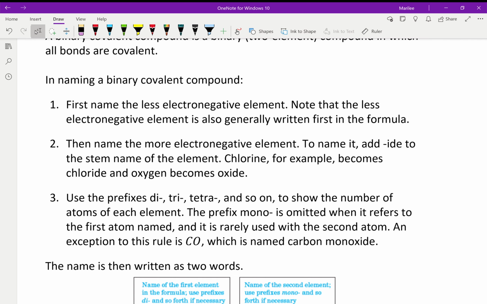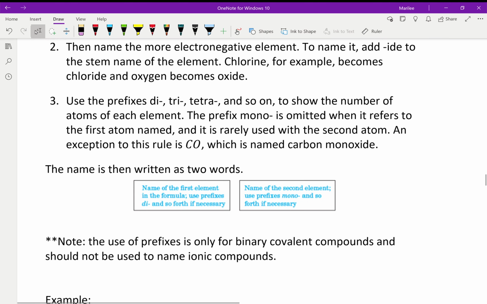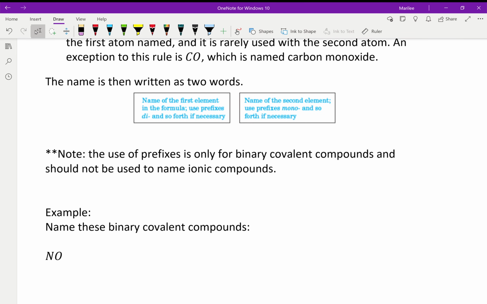We don't use mono to say that there's one, except for CO, which is carbon monoxide. So the name is then written as two words. The first is the first element, and we use the di, tri, tetra, and so on. And then the second is the second element, and we use the prefixes mono and so on. So note here, the use of prefixes is only for binary covalent compounds and should not be used to name the ionic compounds. Okay, guys?